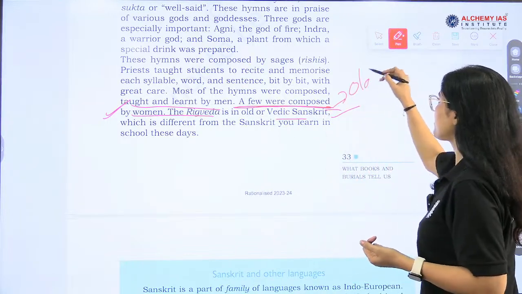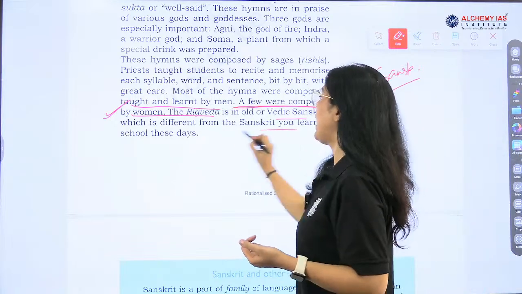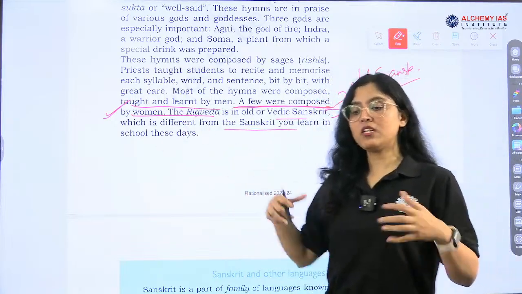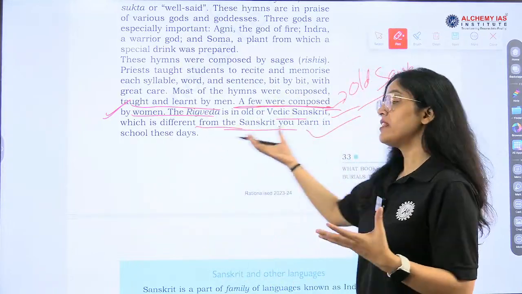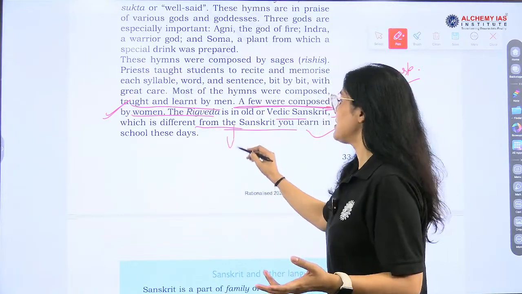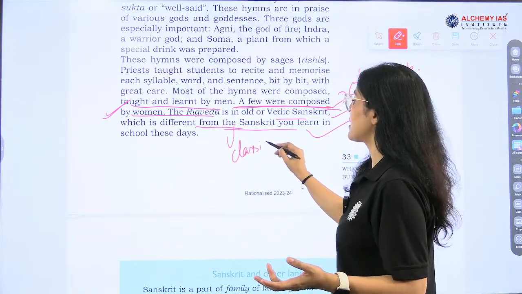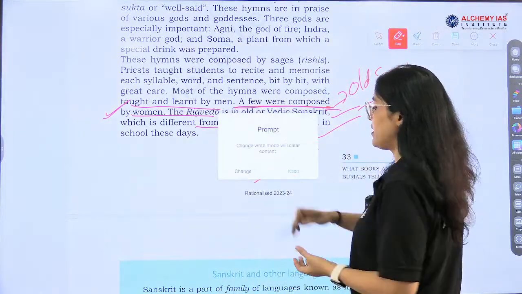So old Sanskrit, right, it is in old Sanskrit and Vedic Sanskrit, because this was the origin of Sanskrit, which is different from the Sanskrit that we know now, and it is called classical Sanskrit, right. This Sanskrit is called classical Sanskrit, and it is very different because there are rules.